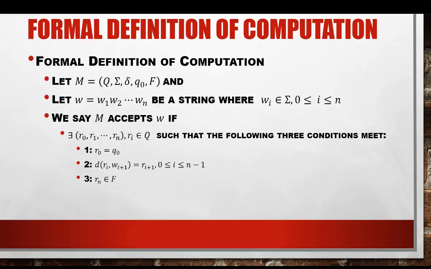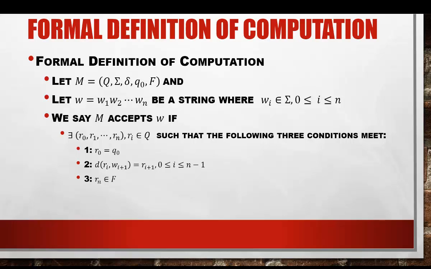In the simplest case, when your computation can be done by a finite automaton, here is how we formally define it. Let M be a 5-tuple that formally defines a finite automaton. So let M be the sequence, a 5-tuple, of Q, sigma, delta, Q sub 0, and F. And let W be a string of symbols W sub 1, W sub 2, all the way to W sub n, where each of the W sub i's is a member of the alphabet sigma. Remember, sigma was a set of symbols.